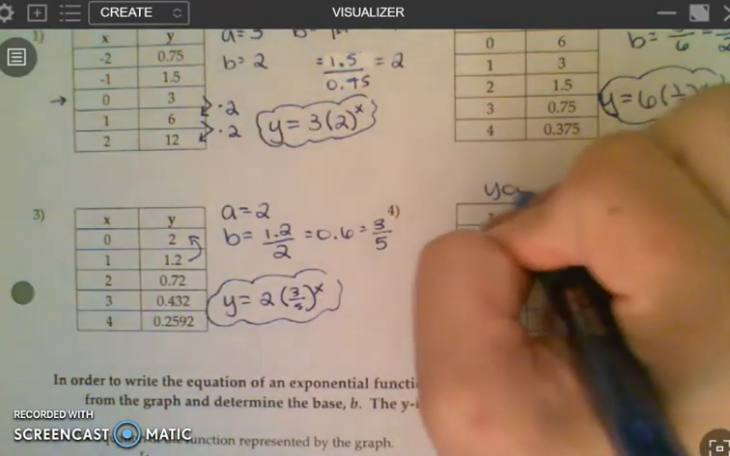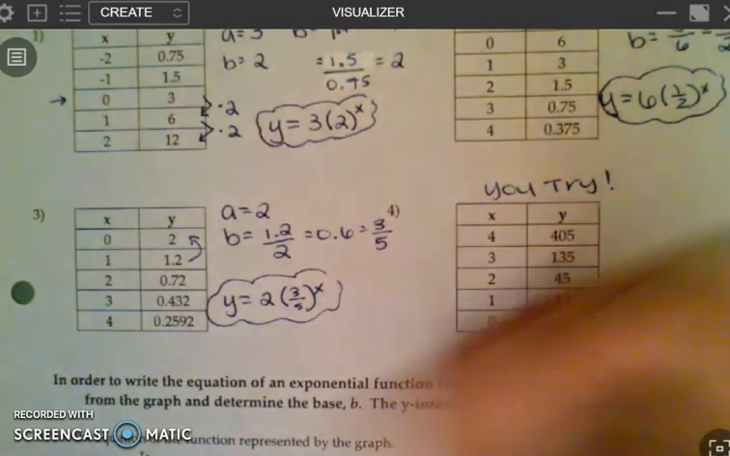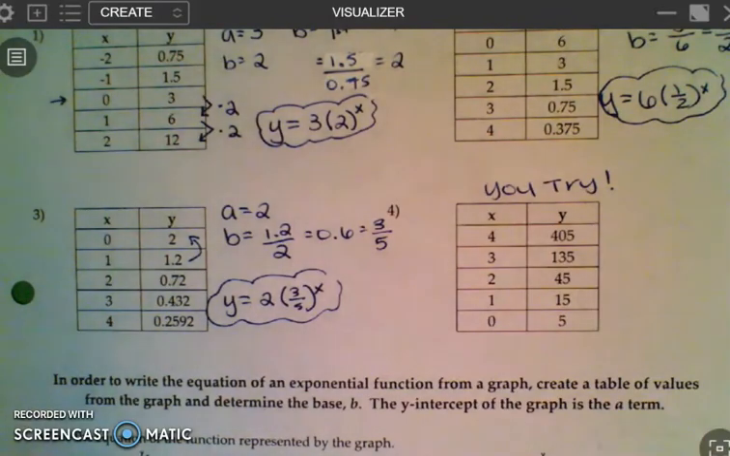Okay, you guys go ahead and try the fourth one. Pause this video, find a, b, and then write the equation.